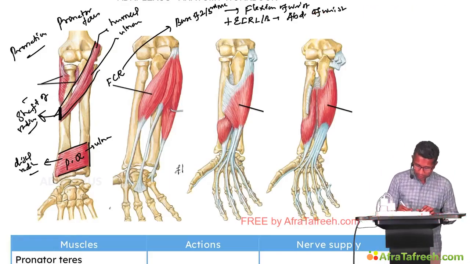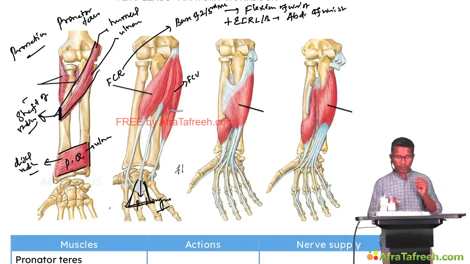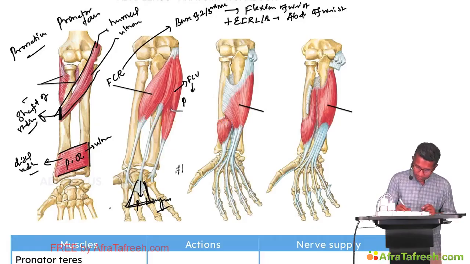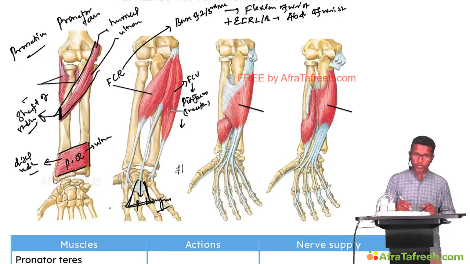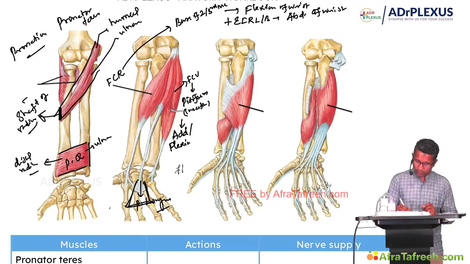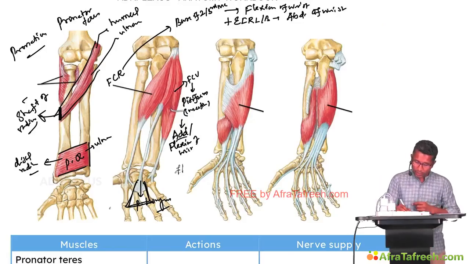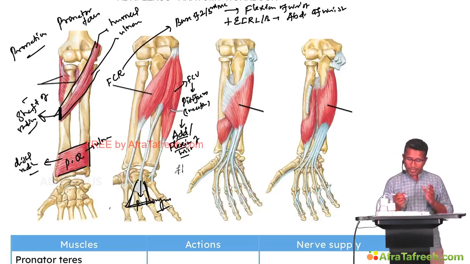The muscle you see here is the palmaris longus muscle, which forms the palmar aponeurosis. And the muscle you see here is called the flexor carpi ulnaris muscle. Flexor carpi ulnaris goes and gets inserted into the pisiform bone. Its action is that it causes adduction of the wrist and it also causes flexion of the wrist. Sorry guys, it causes adduction of the wrist and it also causes flexion of the wrist. So that is the action of flexor carpi ulnaris.